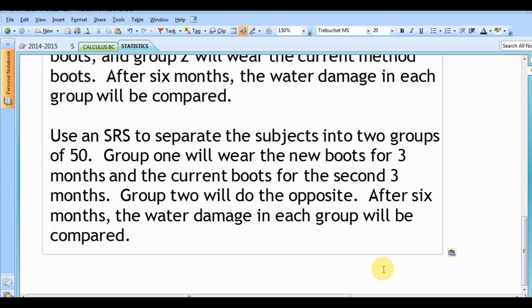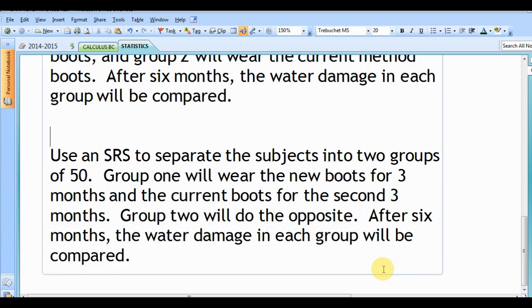What's that one called again? That's a match pair design. Match pair own control.